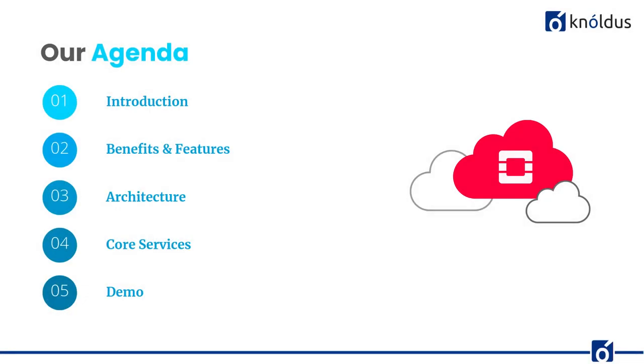So now let's move to the webinar agenda. First we will go through the introduction part. In this introduction part, we will learn what OpenStack is and the history of OpenStack, how it came to the picture. Then we will go through the benefits and its features. Then we will talk about its architecture, what are the main components associated with the architecture. And then we have the core services that we require to set up OpenStack. Then at the end, we will have a demo.